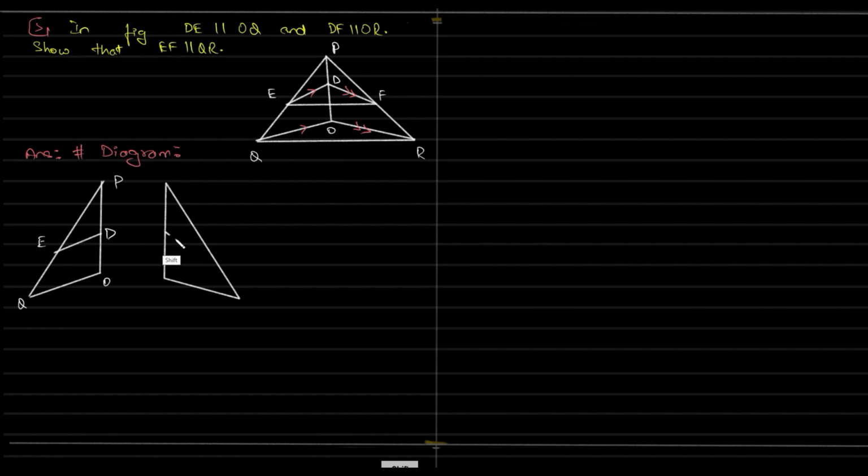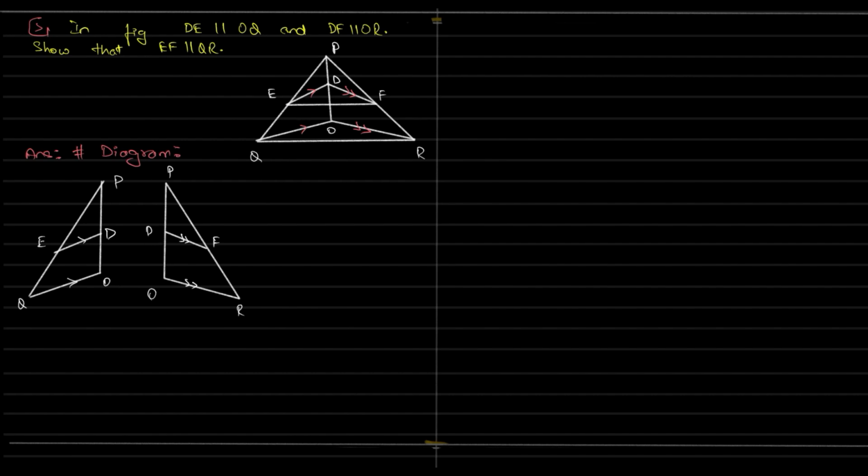It has to look the same, but the size is okay. POR and DF. So this is parallel to this, while this is parallel to this. And yes, we need to prove this, but let's write it. Say EF is parallel to QR.